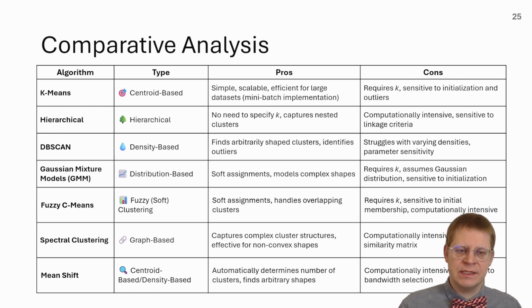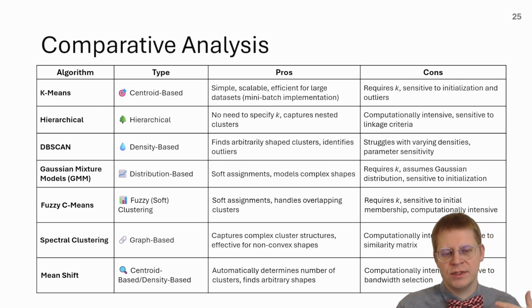So Fuzzy C-Means handles overlapping clusters through soft assignments, which is more realistic in certain applications. And it is computationally intensive and is sensitive to initial memberships and number of clusters. It can also be affected by noise. It is suitable for problems with unclear boundaries, such as image segmentation or medical data analysis.